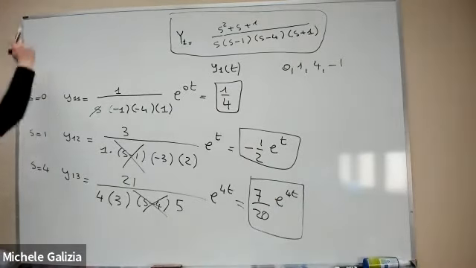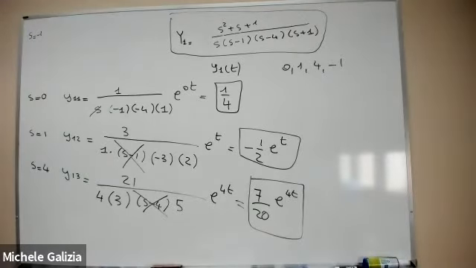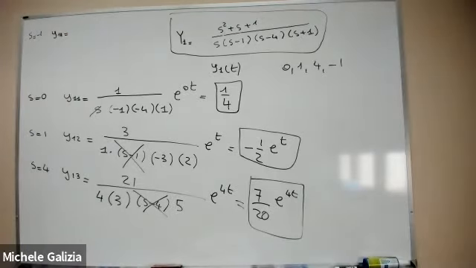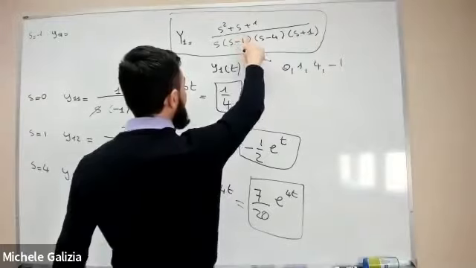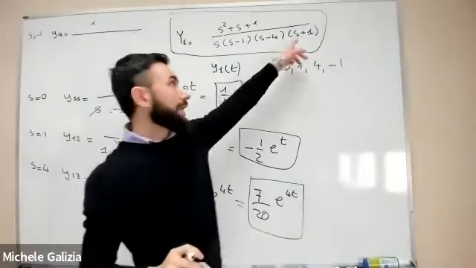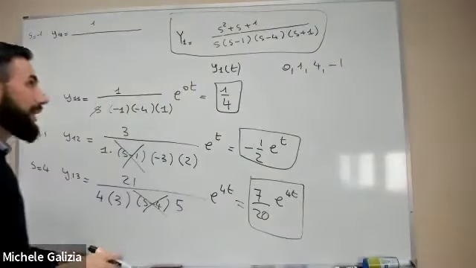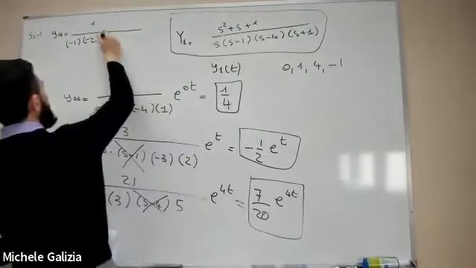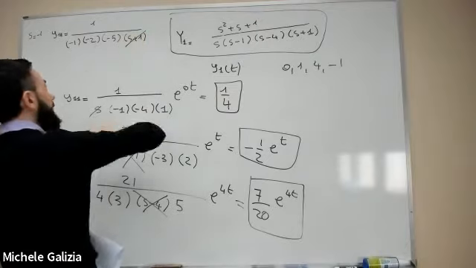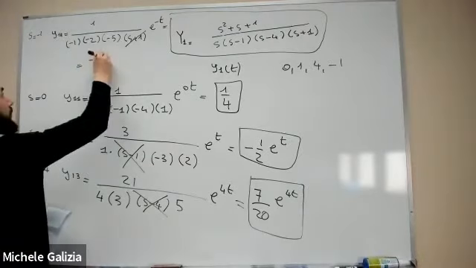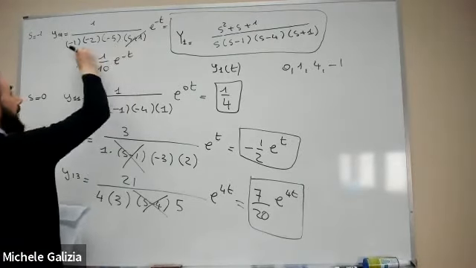And finally, let me move up. Contribution of the pole s equals -1, so it is the fourth contribution, y14. So it will be the numerator calculated in -1, which means 1. Which term should I suppress now at the denominator? S plus 1. So we have -1 times -1 minus 1, minus 2, -1 minus 4, minus 5, s plus 1 that I suppress, exponential of -t, which goes to -1/10 exponential of -t.